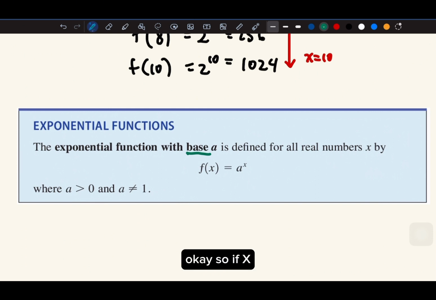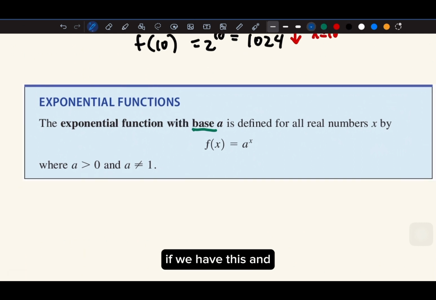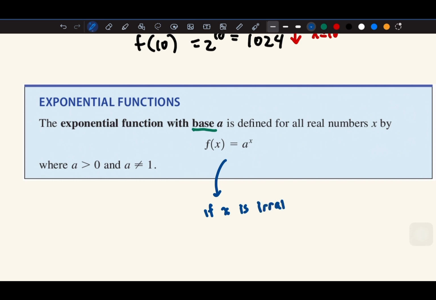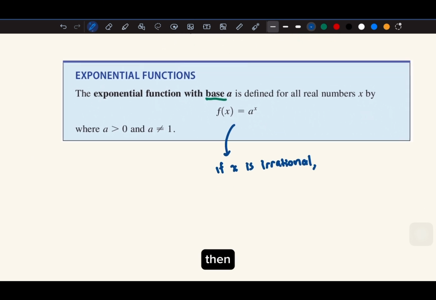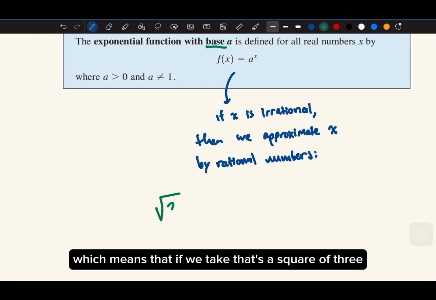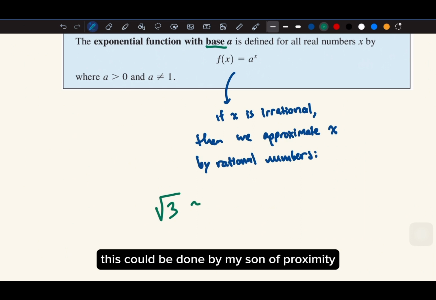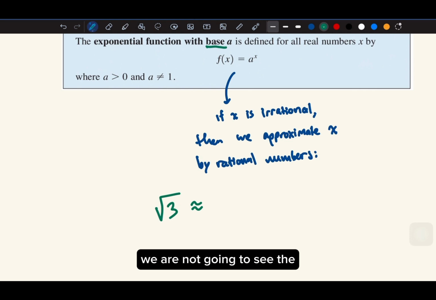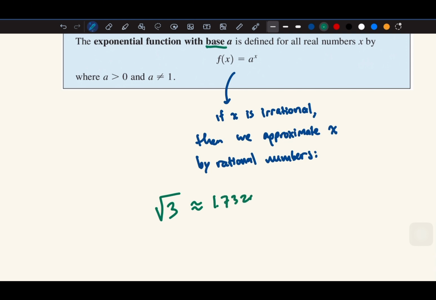So if x, for example, is irrational, then we approximate x by rational numbers. Which means that if we take, let's say, square root of 3, this could be done by some approximation, because we are not going to see the complete number, but it will be like long decimals, right?